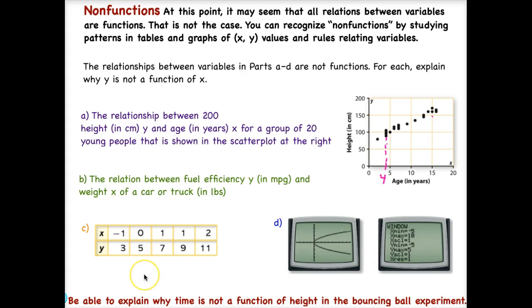Let's look at C. This one's easy. Why isn't this a function? Notice in this case we have the same x value mapped to 2 different y values. Therefore, that's not a function. Finally, in D, notice that if we pick an x value anywhere here, we get a y value and another y value. This would be shown to not pass something called the vertical line test. If I pick an x value and there's 2 y values, it's not a function. And this is just a window that was used in the calculator.